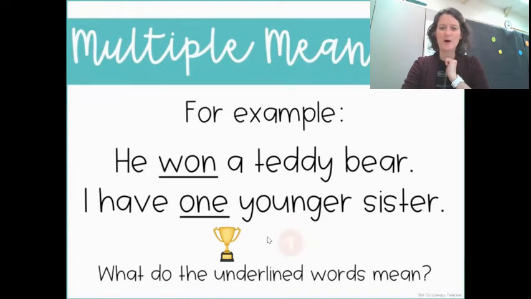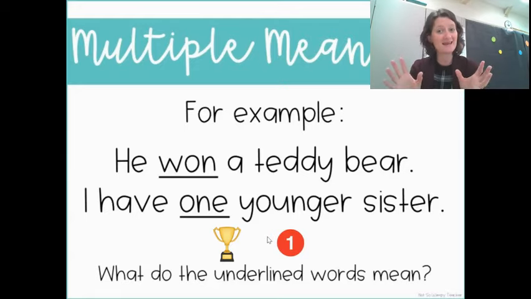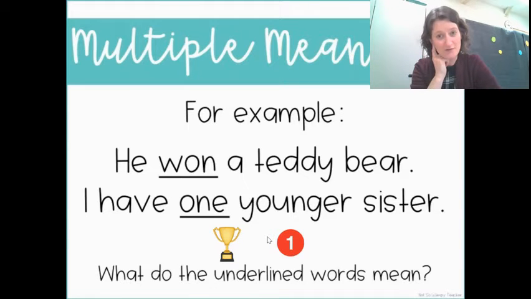And saying that I have one younger sister, that's a number. So one is about winning something and the other one is a number. Two different meanings, even though those words sound the same. So this time when you're listening, you have to figure out which meaning it is by using the words around it.